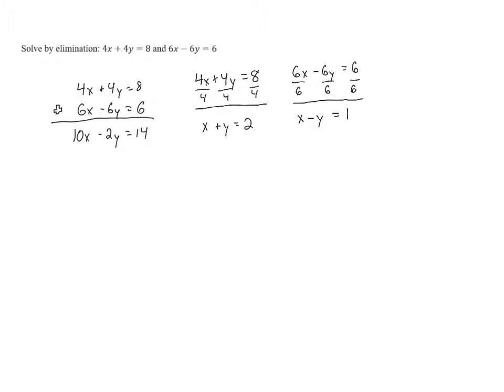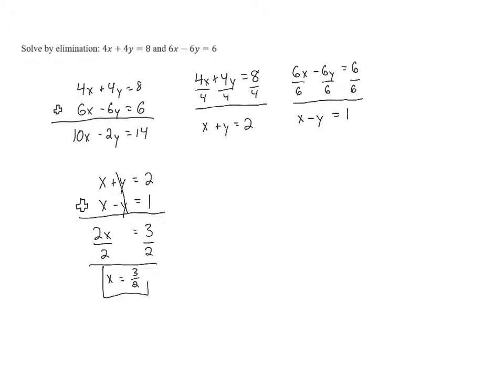And once we have things set up like this, we can stack them and add them up. We've got x plus y equals 2, and x minus y equals 1. If we add these together now, x plus x is 2x. The y's will cancel, and 2 plus 1 is 3. So we end up with 2x equals 3, and we can get x alone by dividing both sides by 2. This gives us x equals 3/2.